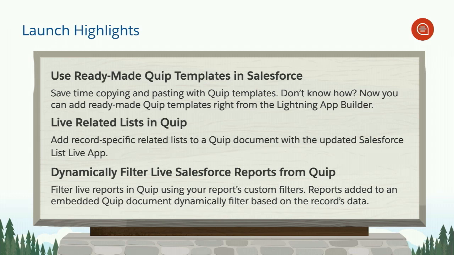He showed a lot, but the ones we really want to call out are the ready-made Quip templates that he walked through in the beginning. So you saw the site with all the content pre-created. The live related lists in Quip, this is new functionality for us, but being able to bring in live related lists into Quip and actually sync the changes back into Salesforce. And the third was around the filtered live Salesforce reports that you can actually set to dynamically filter based on the record that it gets instantiated on. So I'll have Mark take over the second demo here.